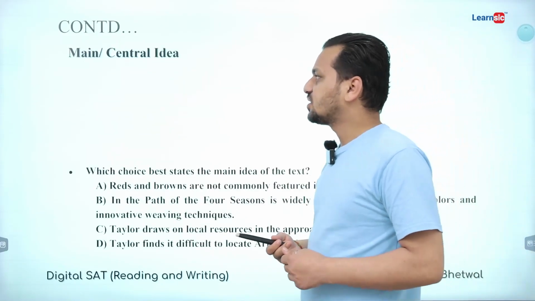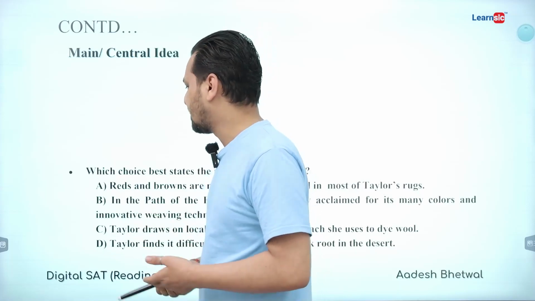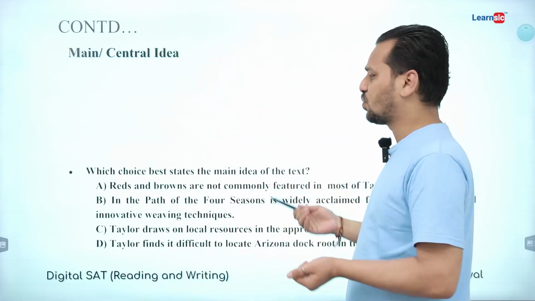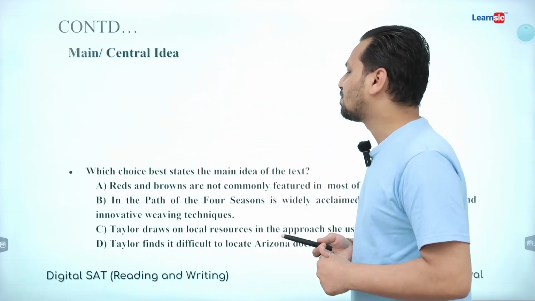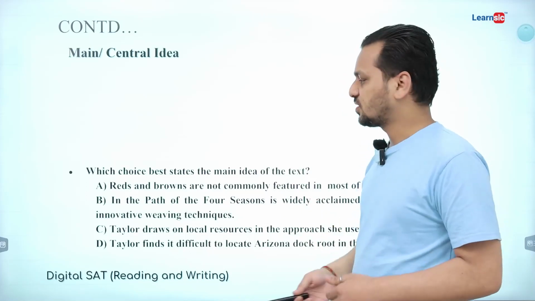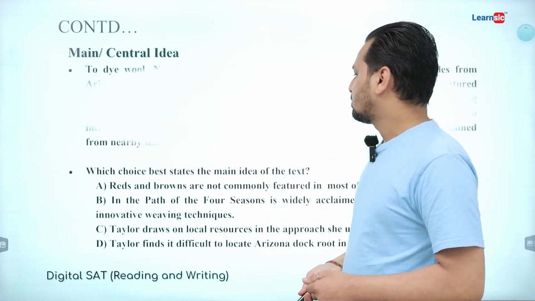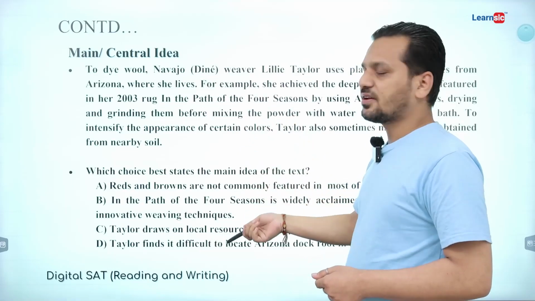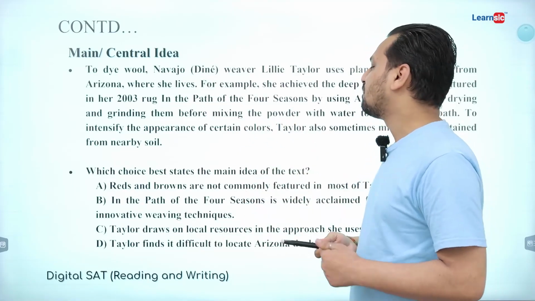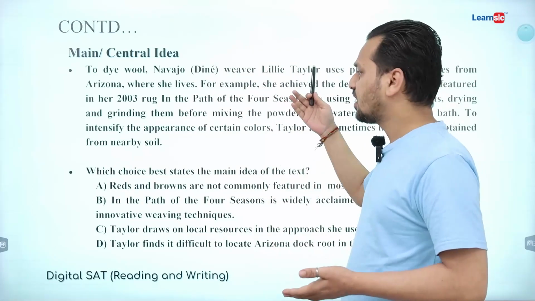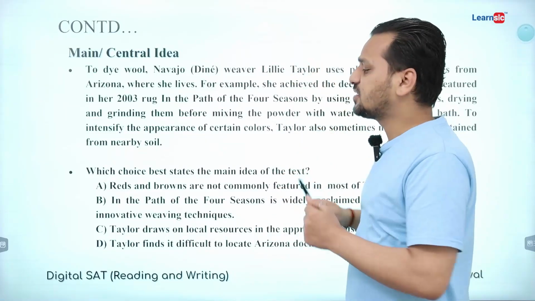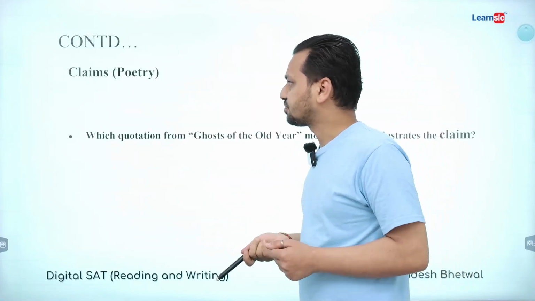The other question is main idea or central idea. Again, you read the question and you will get to know what type of question it is. Which choice best states the main idea of the text? Again A, B, C, D. You read the text and read the options and find out which one best states the main idea, which is the thematic idea of the given text.